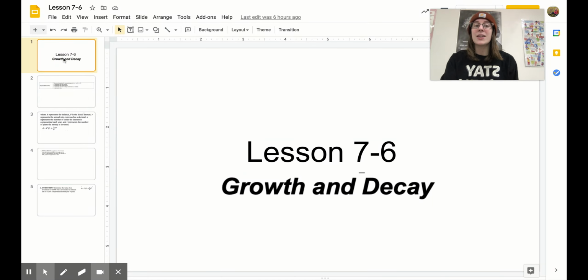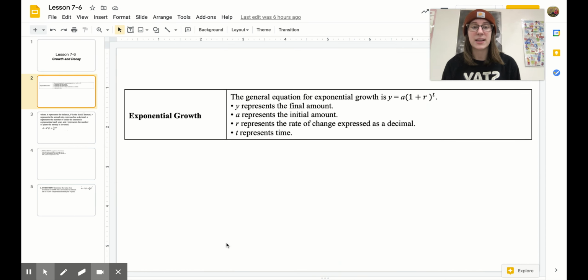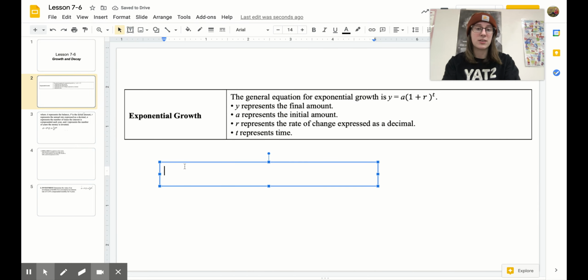So grab your notebook and I want you to label it lesson 7-6 growth and decay, and I want you to actually pause the video and take the time to write this equation down. This is going to be really helpful and really important. Instead of saying the y represents the final amount, I'm going to retype out the next part of this. So the general equation, I want you to write that down, but then I want you to just say y equals final amount. Then A equals initial, that's the starting amount.